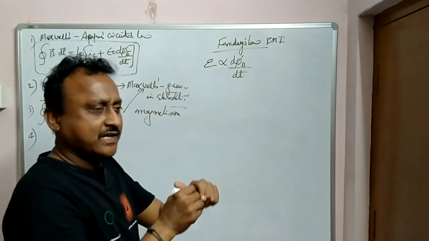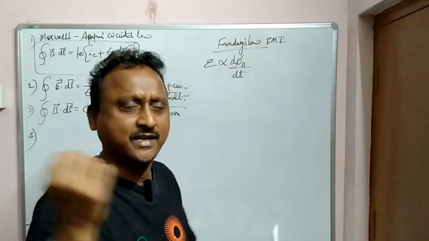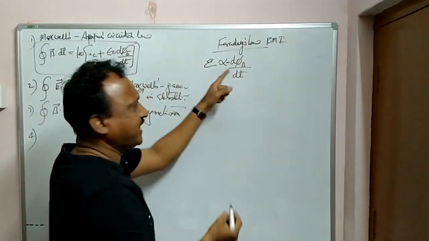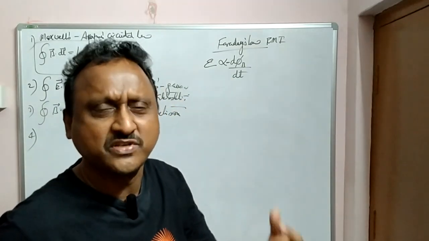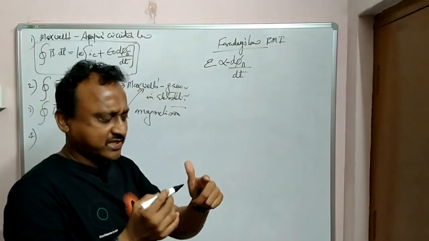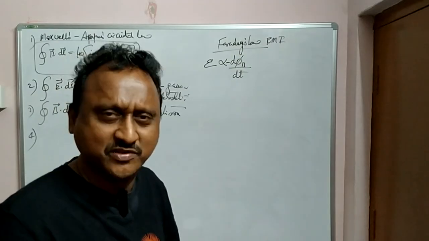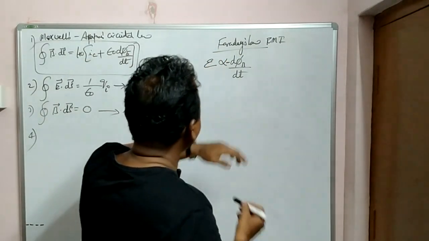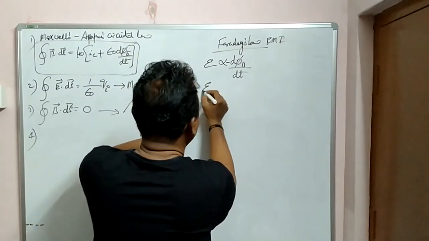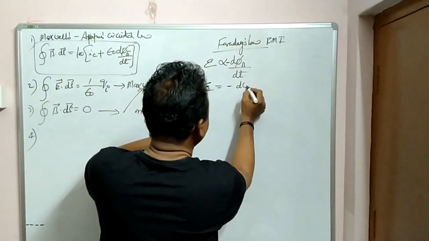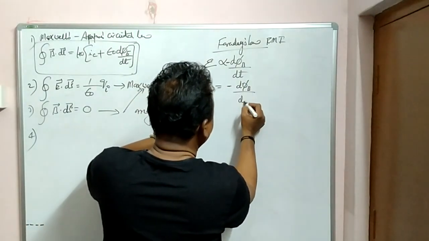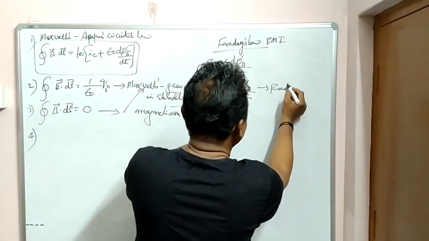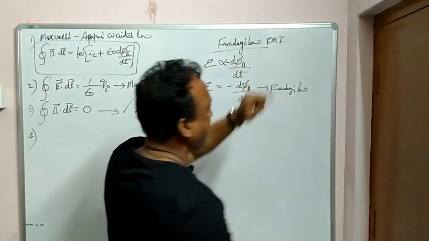And what does it mean? The more you change the magnet, the more flux is changed. And of course there is a minus here, and this minus is due to Lenz's law, conservation of energy. That means the induced current always opposes the change which is producing it. Okay? So this is Faraday's law actually. E proportional to minus d phi by dt, or E is equal to minus d phi by dt. This is Faraday's laws in electromagnetic induction.